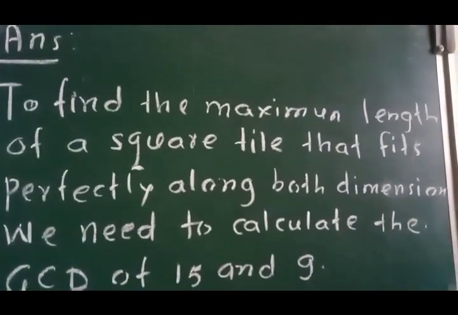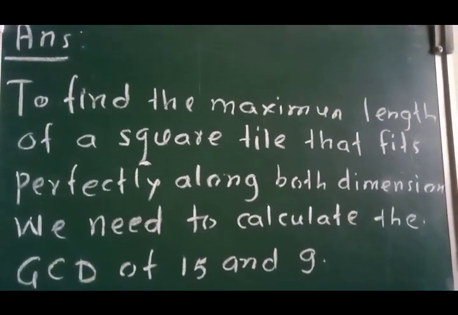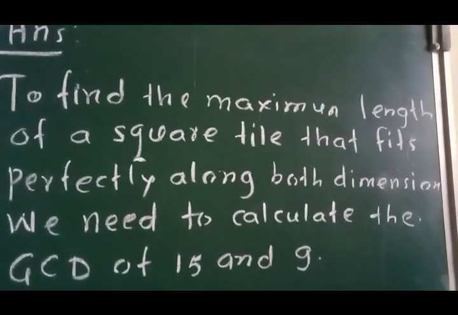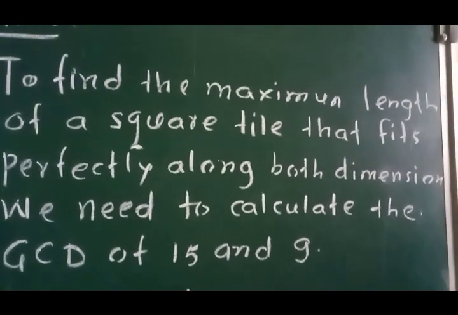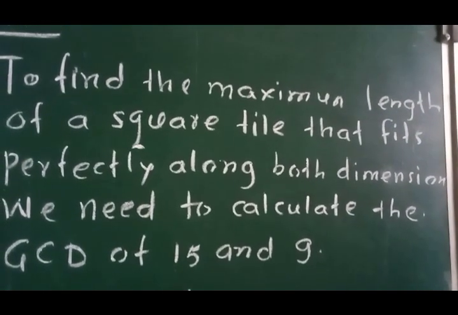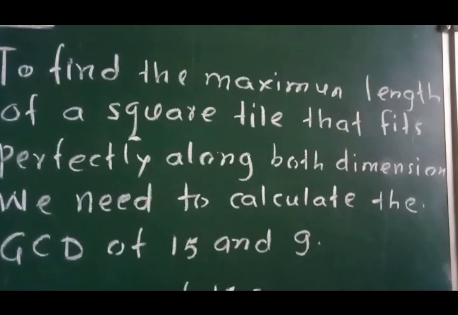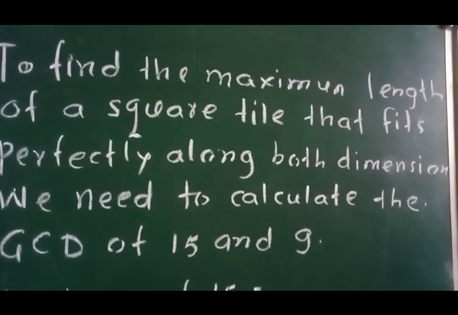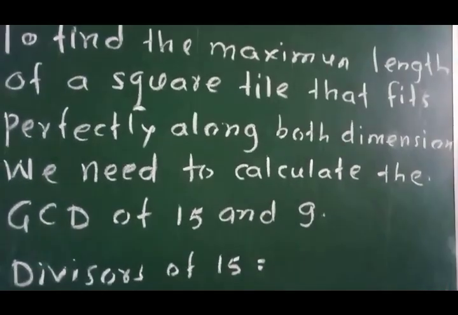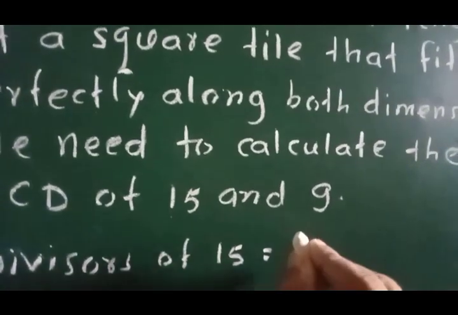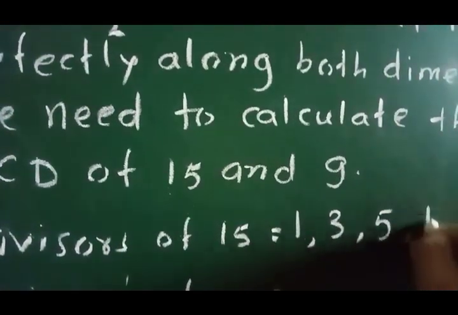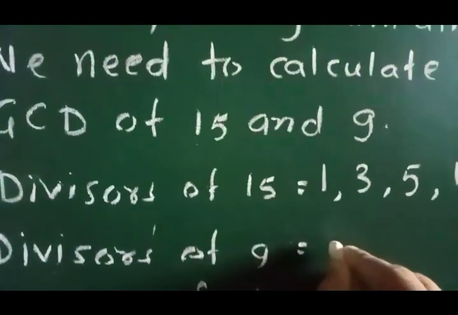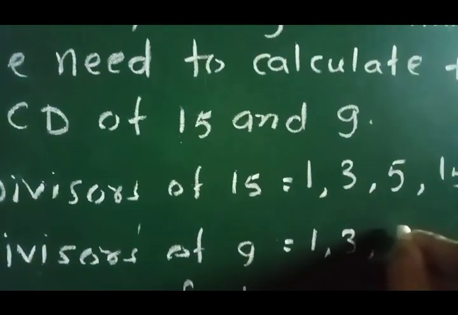Answer. To find the maximum length of a square tile that fits perfectly along both dimensions, we need to calculate the GCD of 15 and 9. So divisors of 15: 1, 3, 5 and 15. Then divisors of 9: 1, 3 and 9.